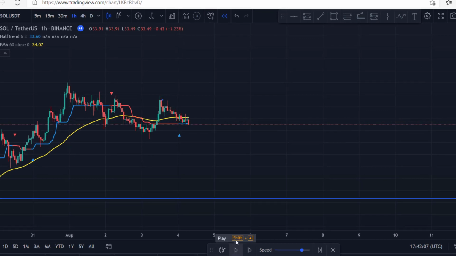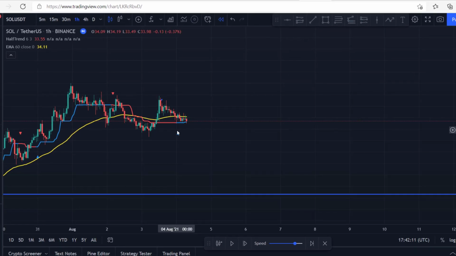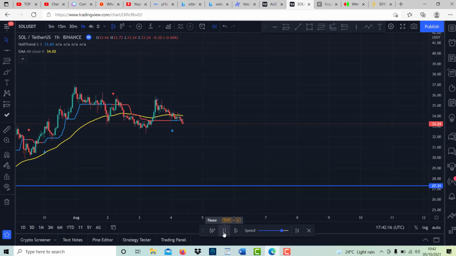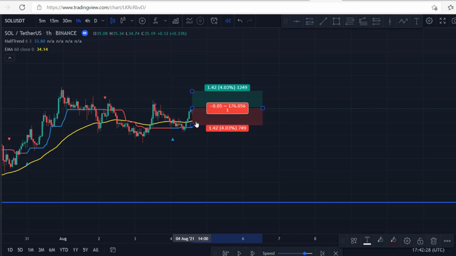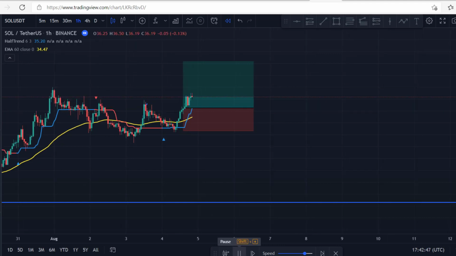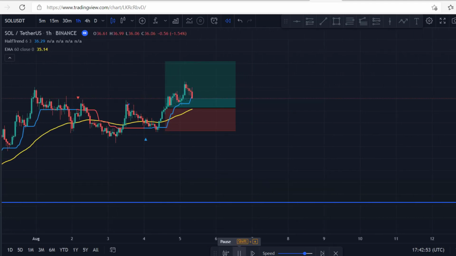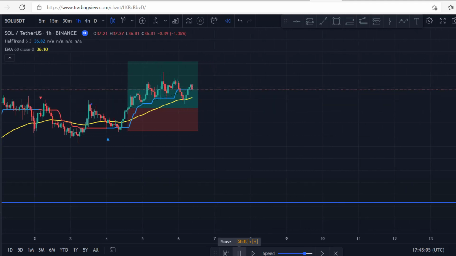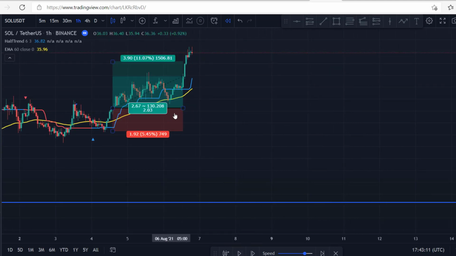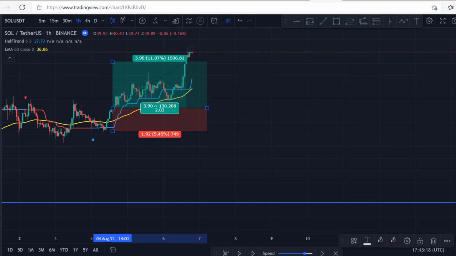As you can see in this chart, we have the blue arrow down here. The next step is to wait for a few candles to close above the exponential moving average, and we enter our trade. Set the stop loss at the previous swing low and our take profit at 2 times the stop loss. As you can see, we could have made over 11% gain on this trade.